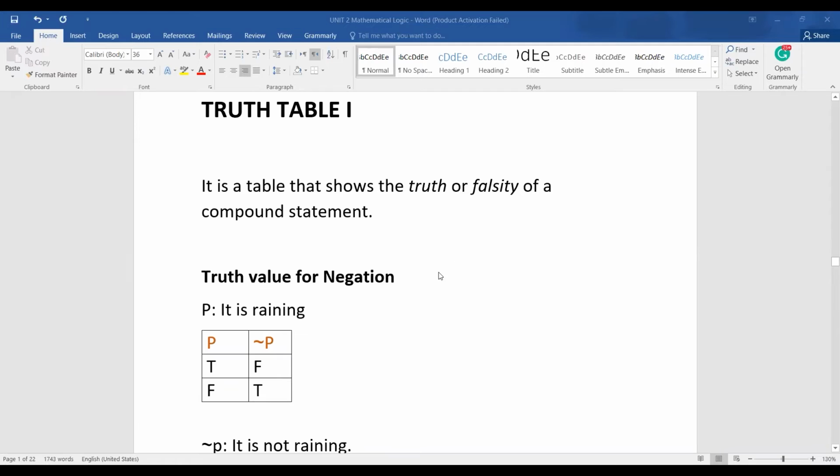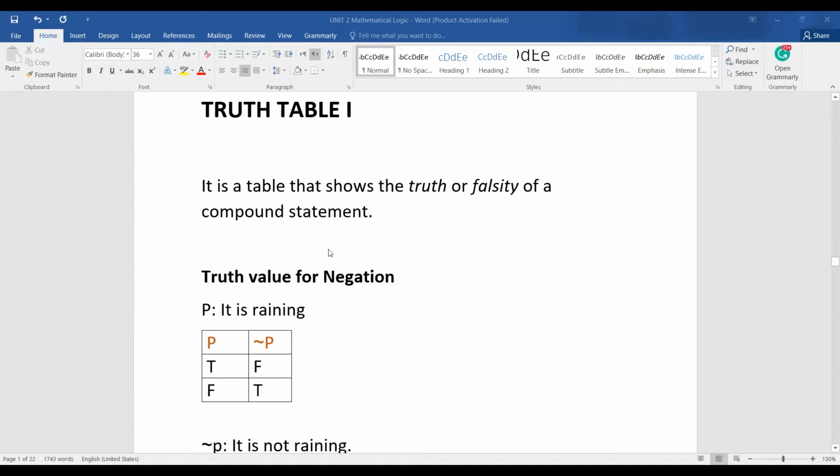So last time we started mathematical logic. Now we'll start with the truth table, and this is the most important thing in the whole lesson. What we took yesterday was just preparations for today. So we start with the truth table. The truth table shows the truth or falsity of a compound statement.